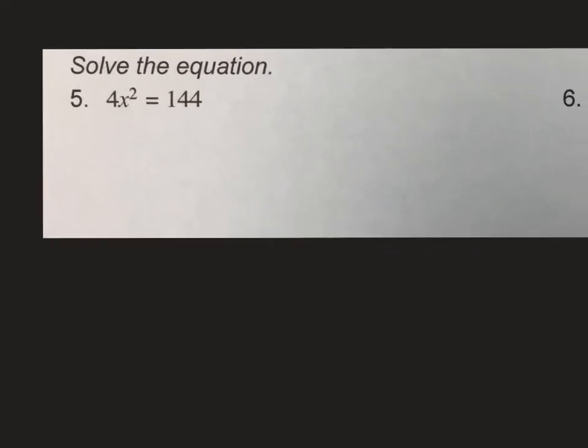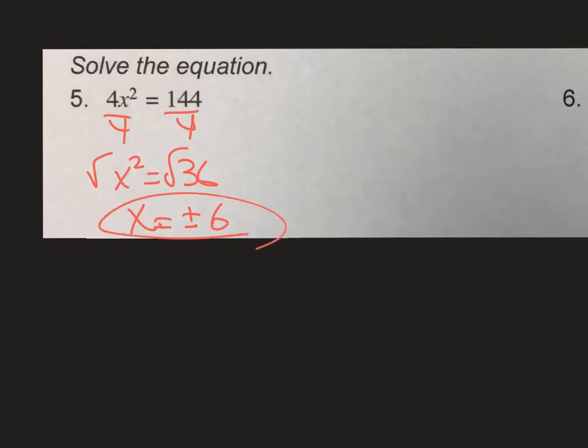All right, number 5. Number 5 says solve the equation, so I'm going to get the x squared by itself. So I'm going to divide both sides by 4. And if you do 144 divided by 4, you get 36. Because it's x squared, I'm going to take the square root of each side. When you take the square root in an equation, you must put a plus or minus in front of your answer, and the square root of 36 is 6. That's all you got to do.